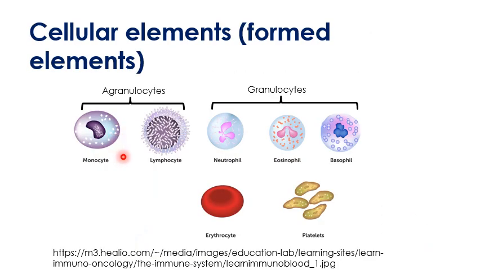If you remember from your previous lecture, your agranulocytes are your monocytes and your lymphocytes, and they do not have granules in their cytoplasm. Your granulocytes are your neutrophils, your eosinophils, and your basophils, and they do have granules in their cytoplasm. And then your other formed elements in your blood are your erythrocytes or your red blood cells and your platelets.